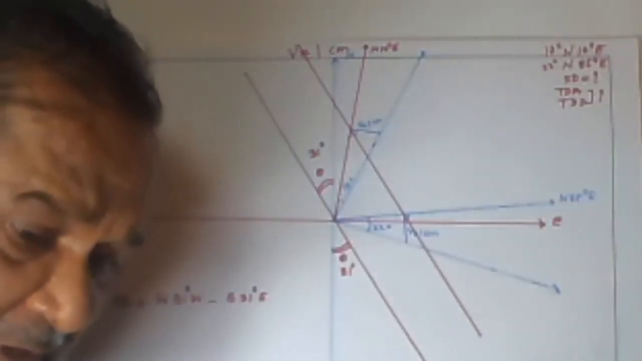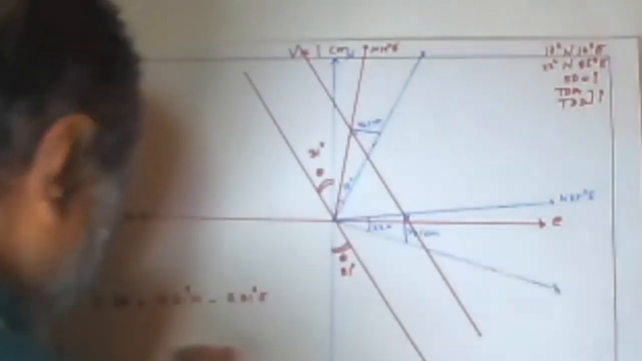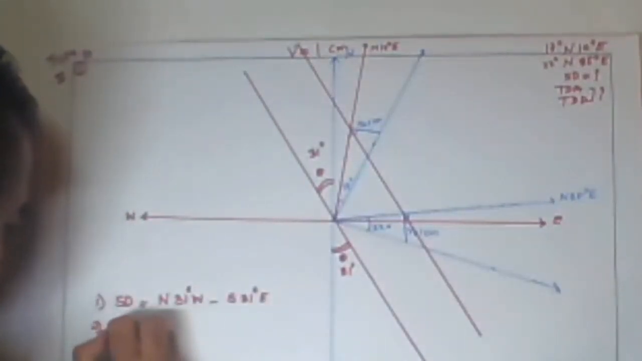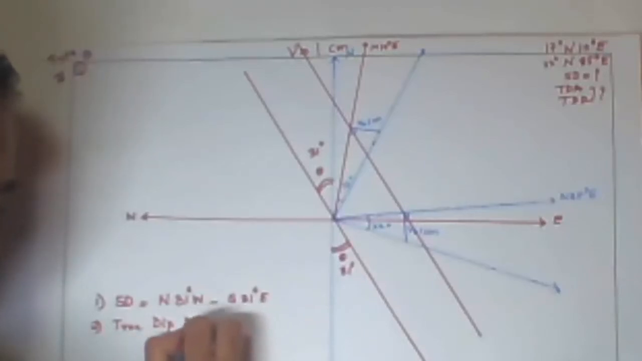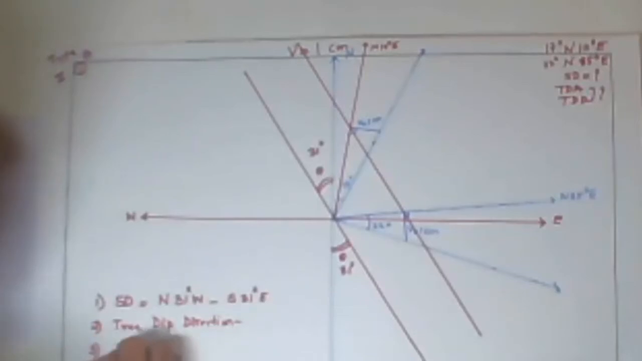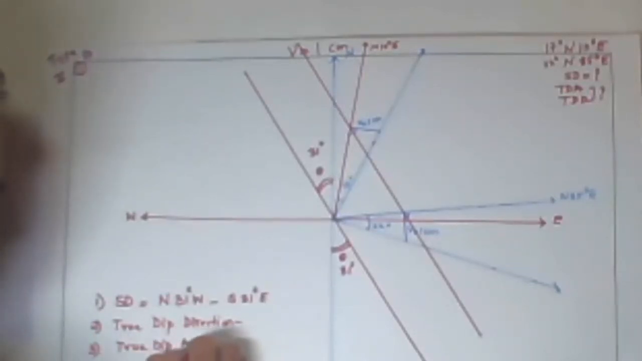Second one, you have to find out the true dip direction. And third one, true dip amount. So you have to find it out in degrees.